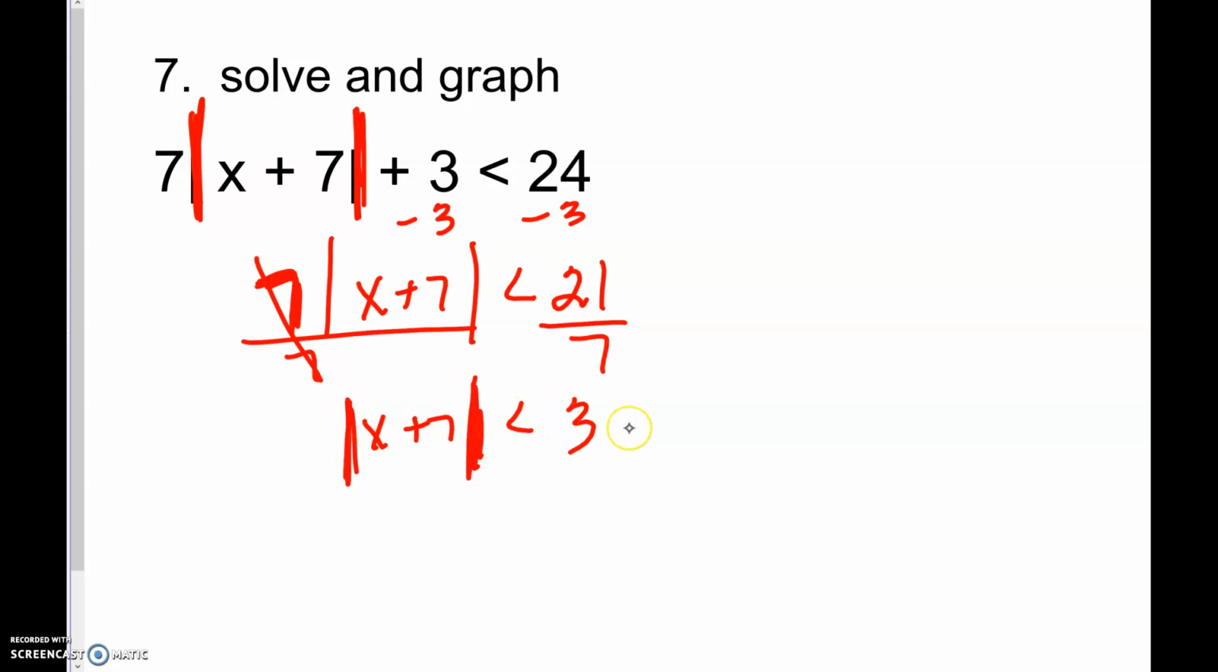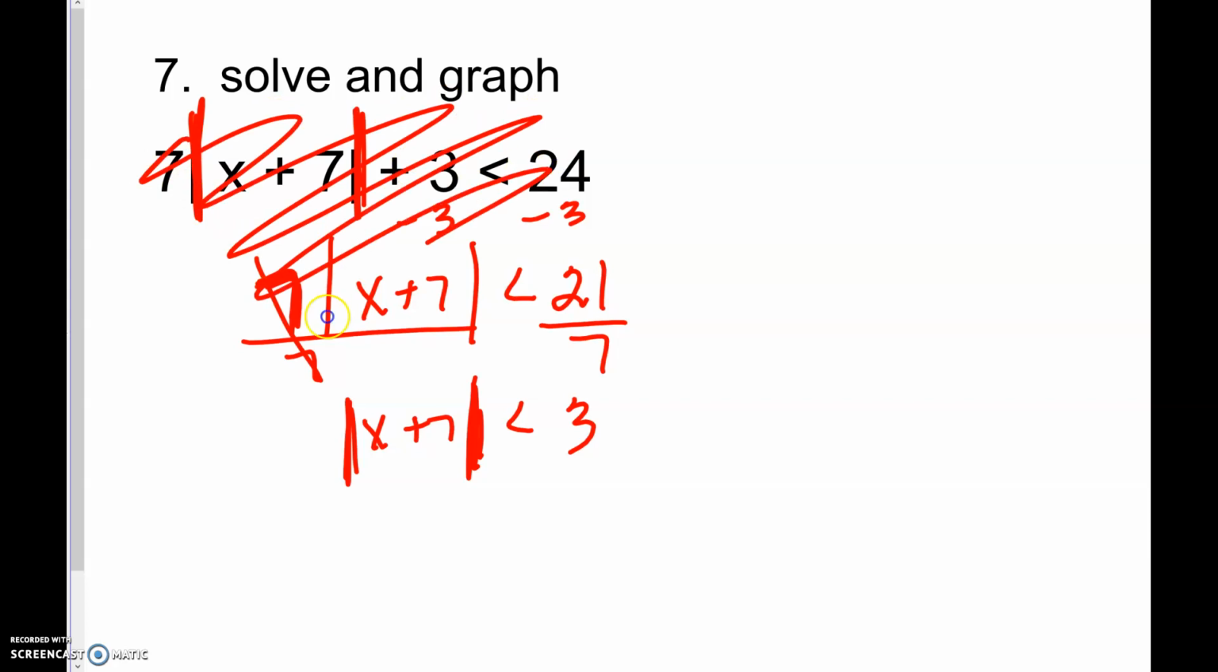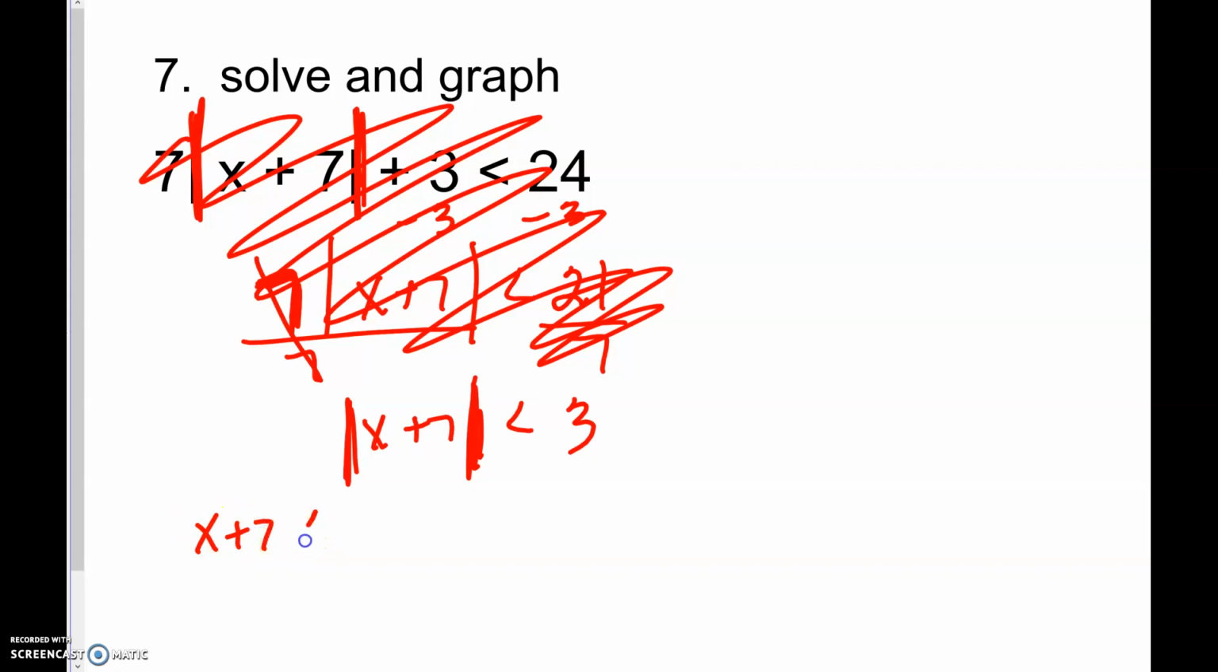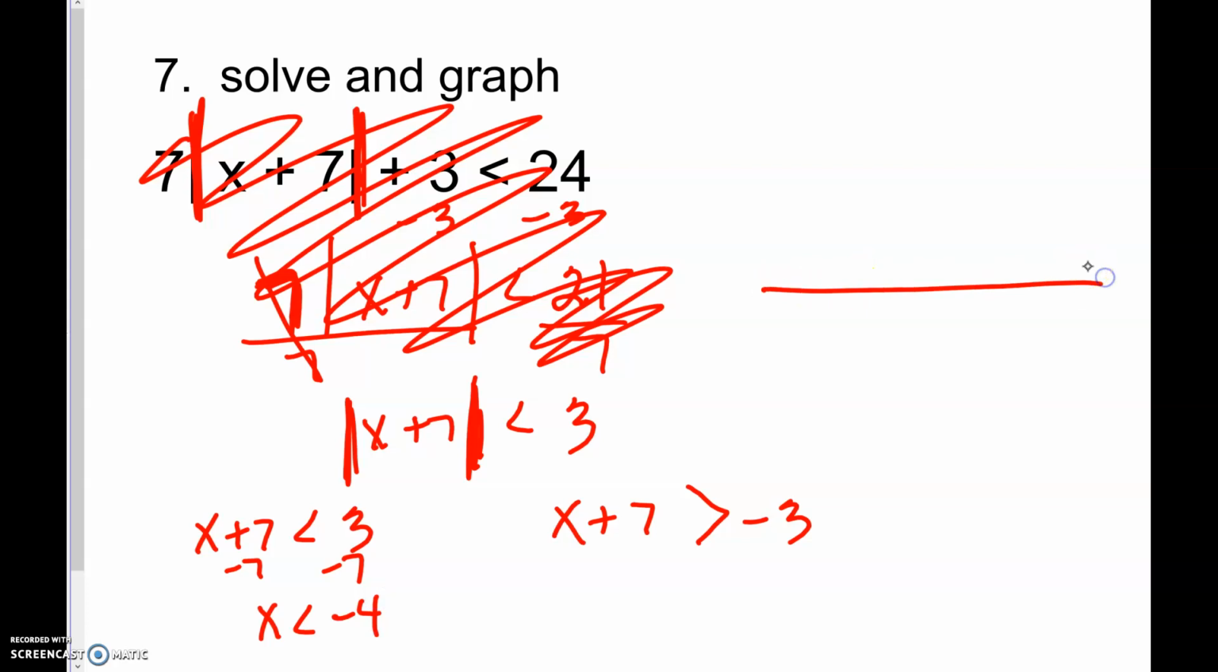Absolute value, symbol, number. So remember, we do not want to go back to the beginning for anything. So we're going to write x plus 7 less than 3, and our second case is going to be x plus 7, flip your sign, and make that negative 3. So subtract 7, and we have x less than negative 4. On a number line, that would be an open circle at negative 4, because it just says less than, and any number less than goes this way.